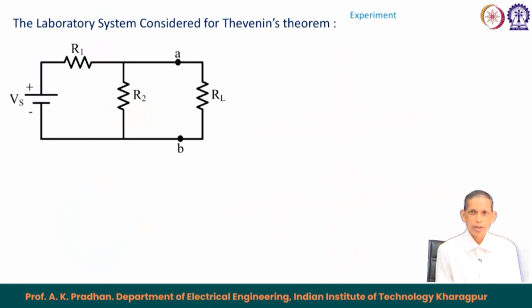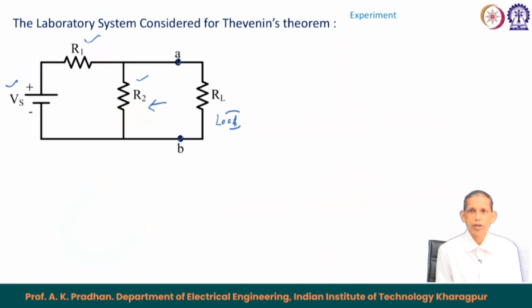Now, we will verify Thevenin's theorem in the laboratory through an experimental setup. A simple experimental setup is shown in the diagram. It has a voltage source, and R1 and R2 are two resistances connected as shown. We have this AB terminal, to the left of which we will find the corresponding Thevenin's equivalent, and on the right hand side we have connected a load resistance RL.